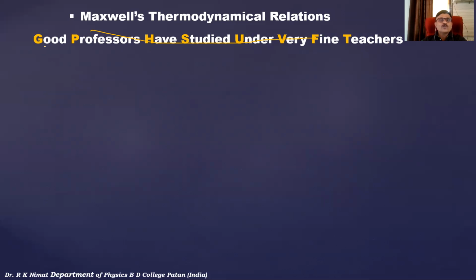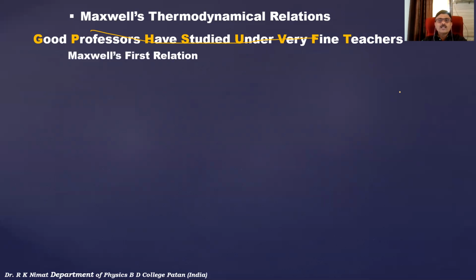And the first letter of each word you have to remember as G, P, H, S, U, V, F, and T. All these are thermodynamic quantities which you have studied while studying the thermodynamic potentials. So you have to remember this: Good professors have studied under very fine teachers. With this mnemonic, you can easily construct or write the thermodynamic relations.